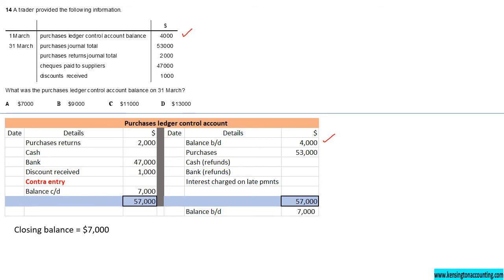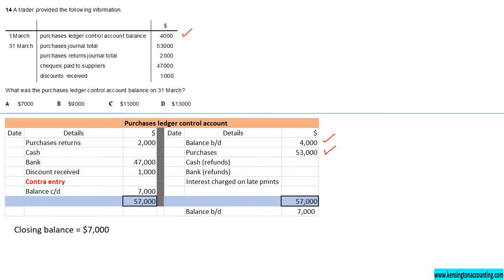So during the month, the total purchase journal. Now the total purchase journal represents purchases during the month of March. Now the double entry for purchases. Now we're talking about credit purchases because only credit purchases are entered in the purchase journal, and only credit purchases are posted to a purchase ledger control account. The double entry for credit purchases is debit purchases and credit the purchase ledger control account. Therefore, it's going to be a credit entry.